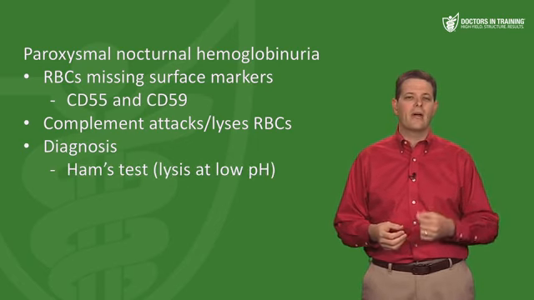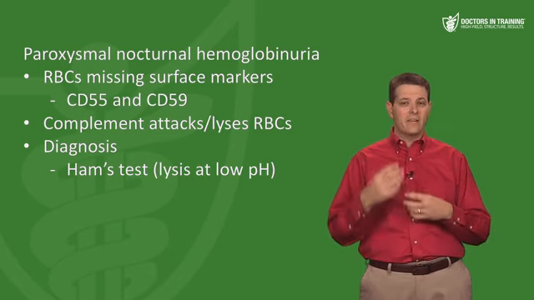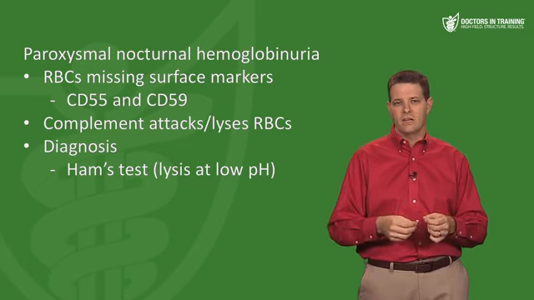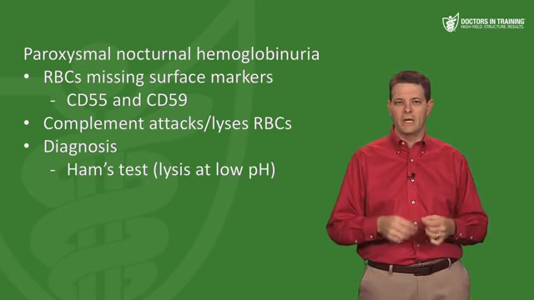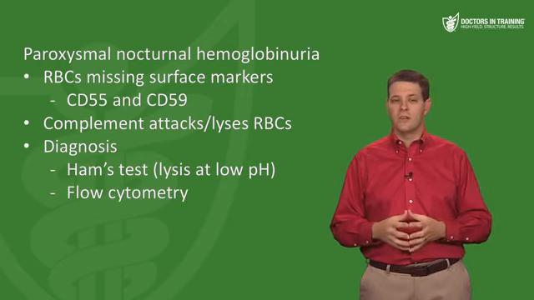The classic test is called Ham's test, where you add some acid and you lower the pH, and that activates complement and lyses the red cells. So a positive Ham's test is where you have red cell lysis at a low pH. But that test isn't really used much anymore. Nowadays we do flow cytometry.